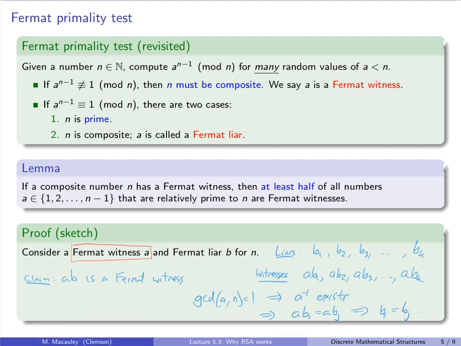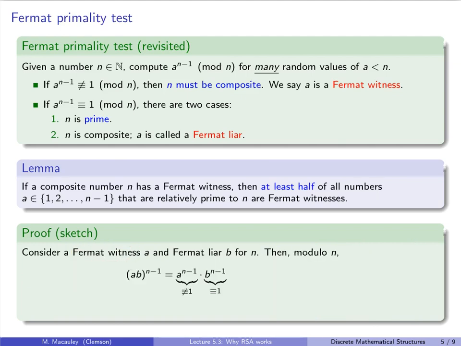So this is the game. We just got to show that if A is a Fermat witness and B is a Fermat liar, then AB is a Fermat witness as well. As a reminder, we are working modulo n, and we are trying to show that AB is a Fermat witness, which means if we raise it to the n minus 1 power, we get something that is not equal to 1 mod n. So AB to the n minus 1 is A to the n minus 1 times B to the n minus 1.